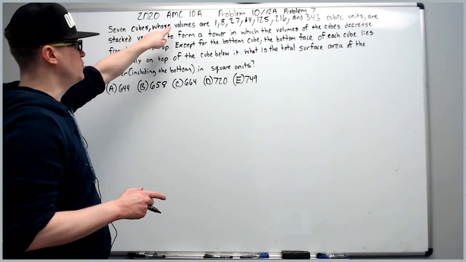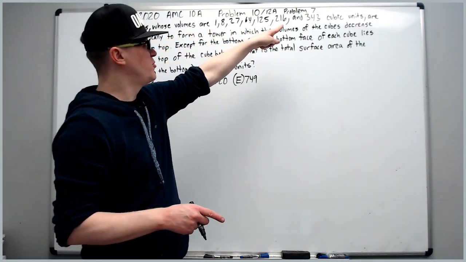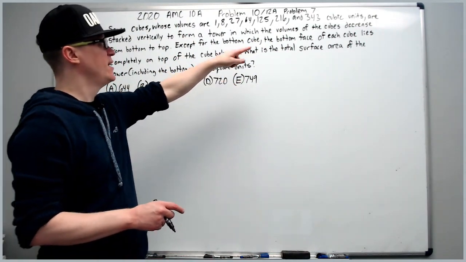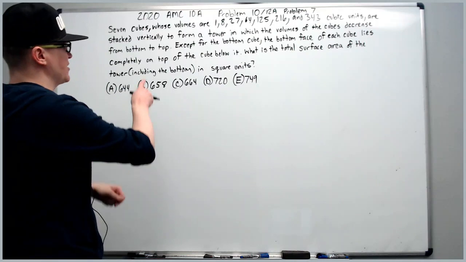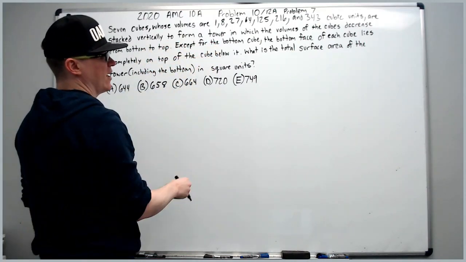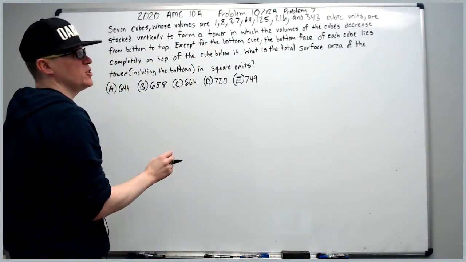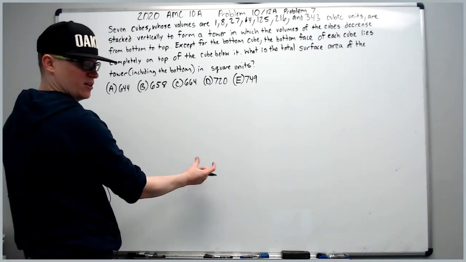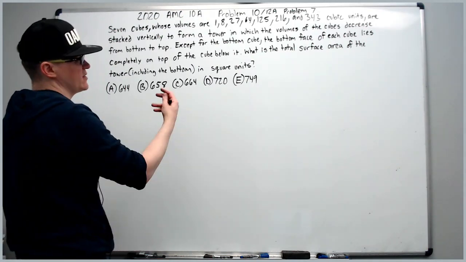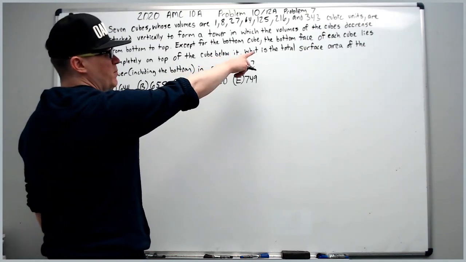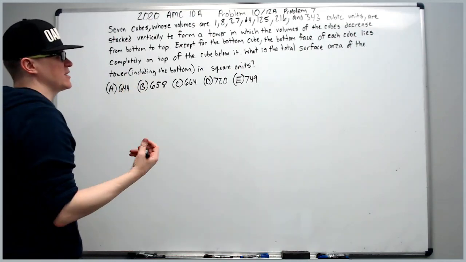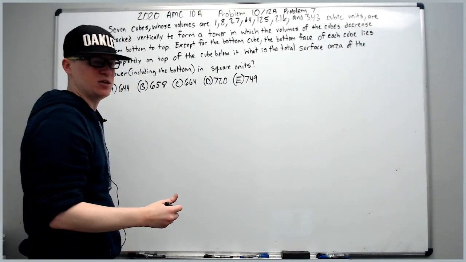Continuing on with the 2020-10A, problem number 10, which was also the 12A problem 7. 7 cubes whose volumes are 1 through 343, which are all the perfect cubes from 1 to 7, cubic units, are stacked vertically to form a tower in which the volumes of the cubes decrease from bottom to top. So I start with the largest volume in the bottom and it decreases from there. Except for the bottom cube, the bottom face of each cube lies completely on top of the cube below it.